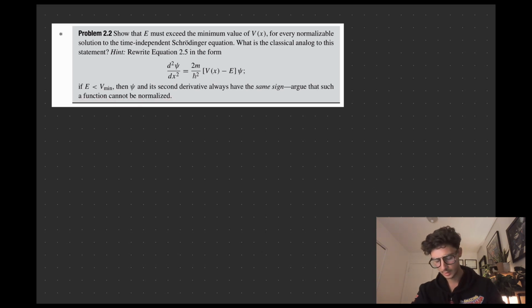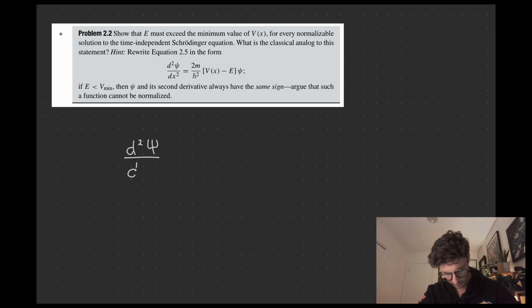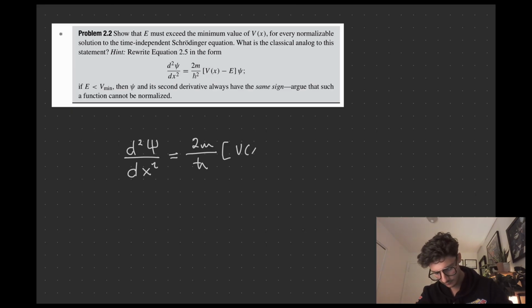Okay, so where do we start, guys? First, I think it's important to just write out this equation. So we have the second derivative of psi with respect to x. This equals 2m over h bar squared. And then in these brackets, which is the important modification they've made, they put V of x, which is the potential, minus the total energy, E. And then they put the psi there.